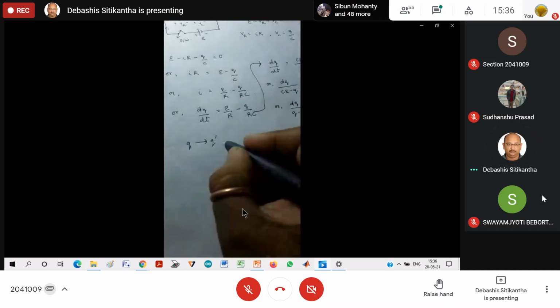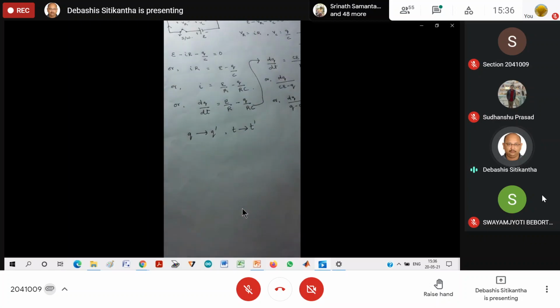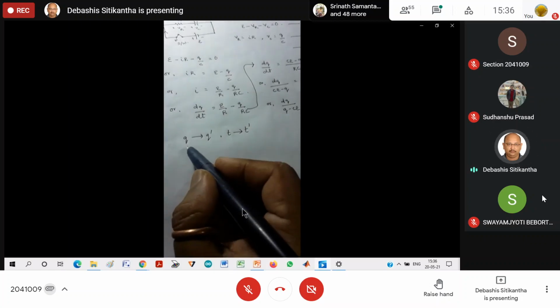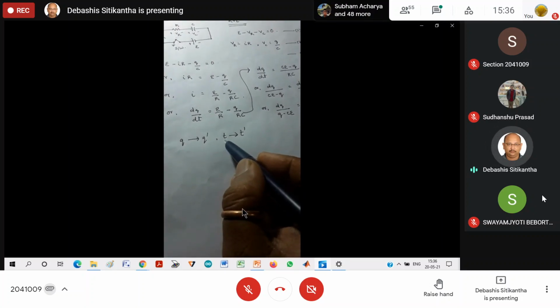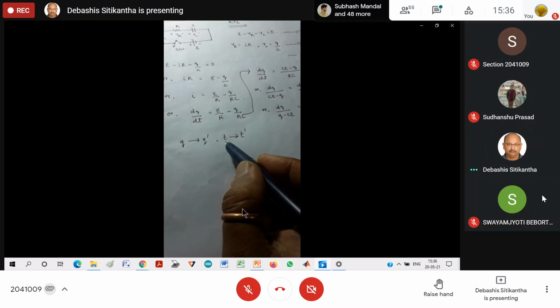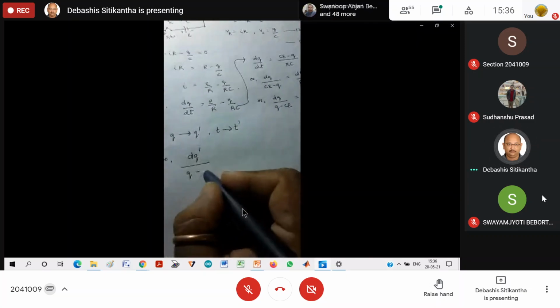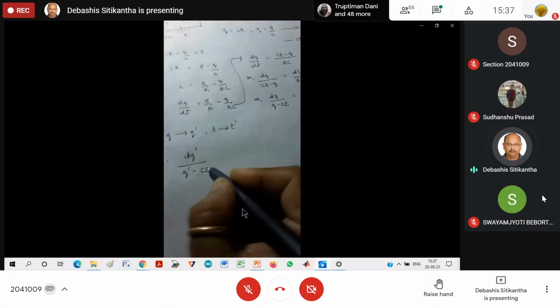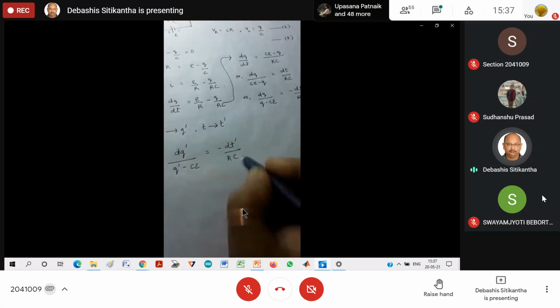Now I will replace Q with Q dash and T with T dash. Now what is the purpose of doing this? The purpose is that I will reserve the use of Q and the use of T for the limits that I will have. So dq dash by Q dash minus CE is equal to minus dt dash by RC.